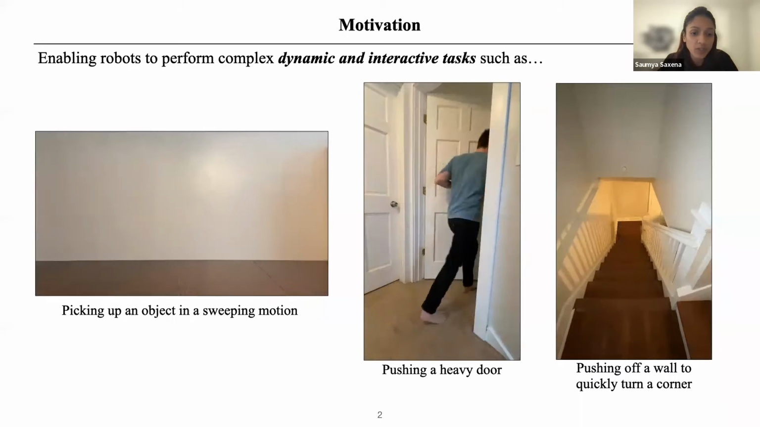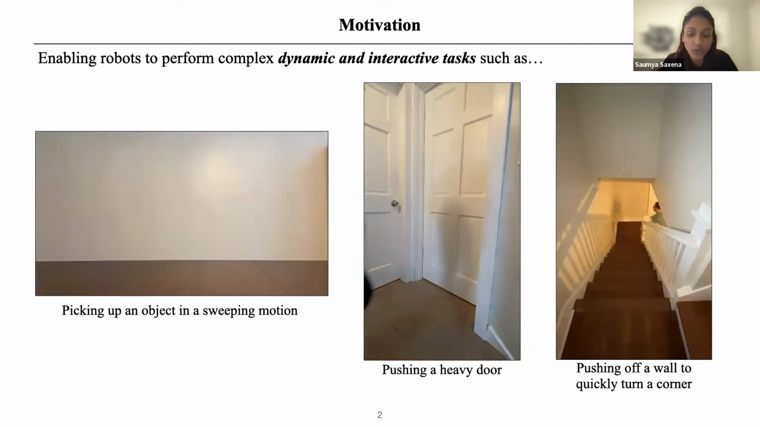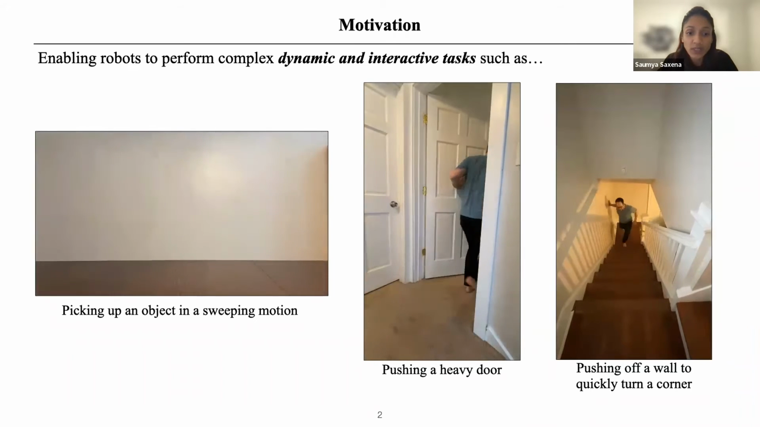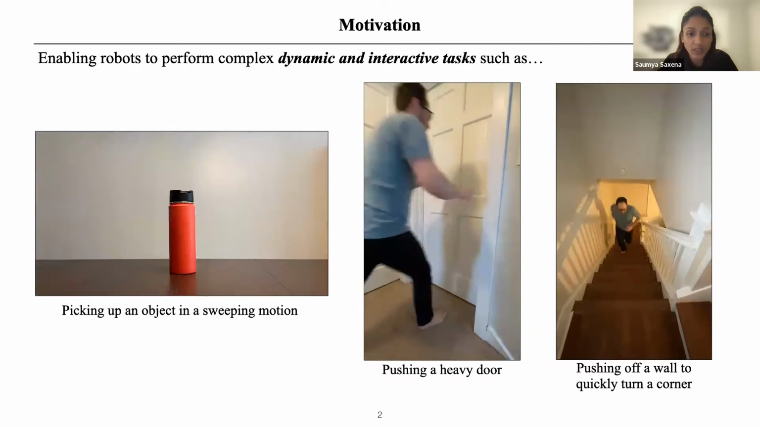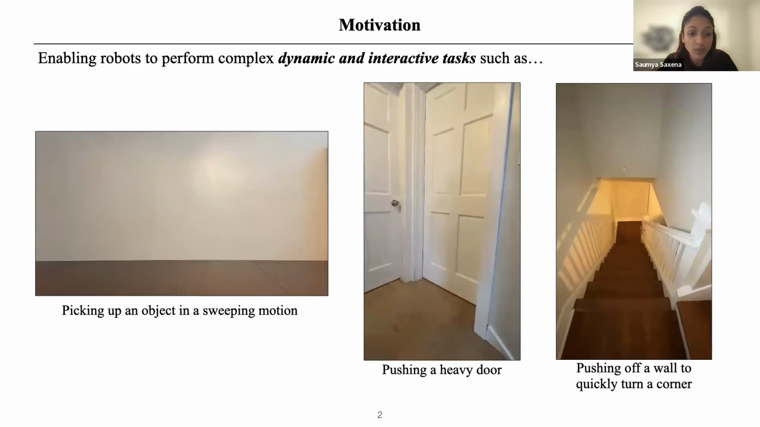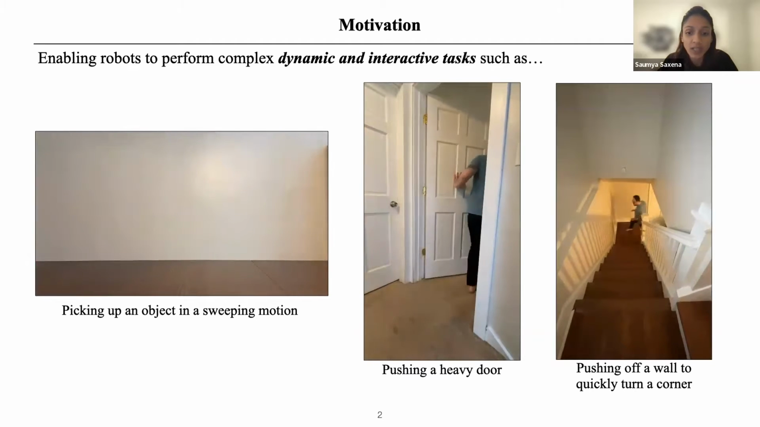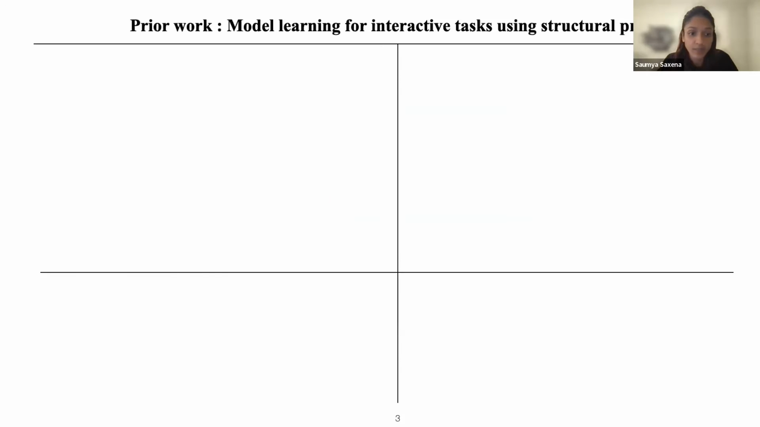Our work takes inspiration from common human tasks such as picking up an object in one smooth motion, pushing a heavy door using the momentum of our bodies, or pushing off a wall to quickly turn a corner. All these tasks require complex dynamic interactions between the human and the environment. Enabling robots to perform such tasks is challenging and requires us to explicitly reason about the dynamic interactions and switching dynamics inherent in such tasks.